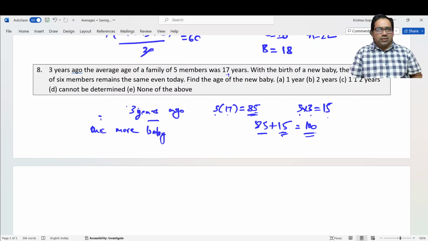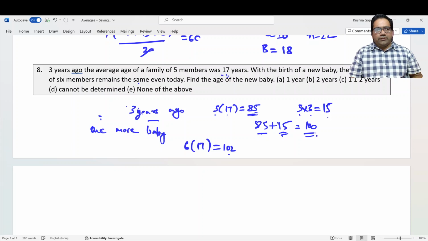But he is saying earlier the average was 17. Now also the average is 17 with 6 people. What is 6 into 17? 6 into 17 is 102, right? With the average age remaining the same, that means 6 into 17 is 102.